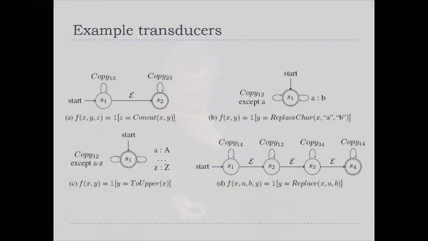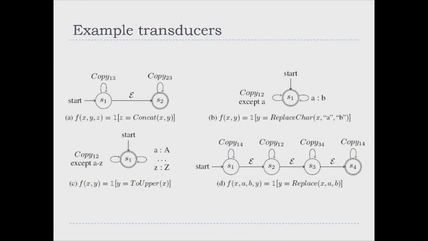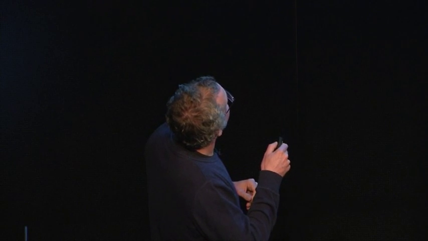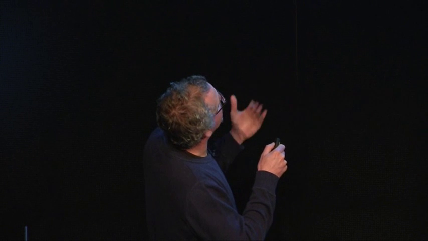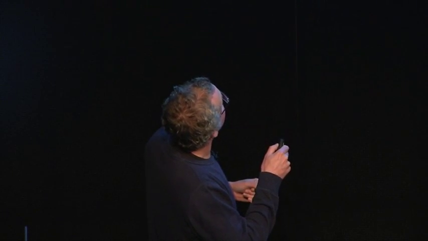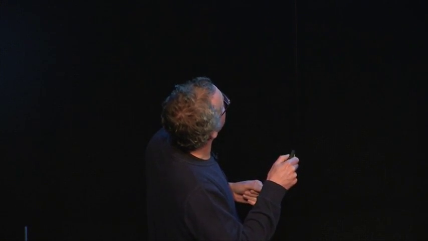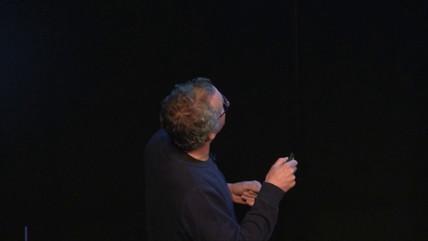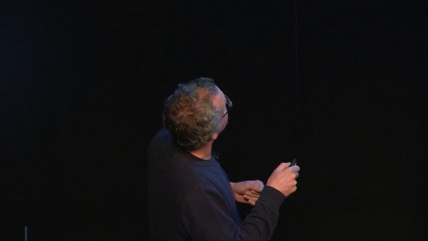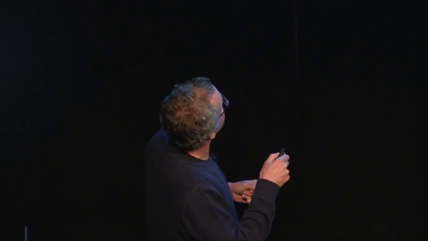So just to give you some examples of what transducers look like, the concatenation transducer starts here, and in the transducer you have operations on the edges that map from the various sequences involved. So you copy from sequence 1 to sequence 3 a lot of times, and there's an epsilon edge, and then you copy from sequence 2 to sequence 3 a lot of times, and then you stop. And so that concatenates sequence 1 x and sequence 2 y to give you sequence 3 z.